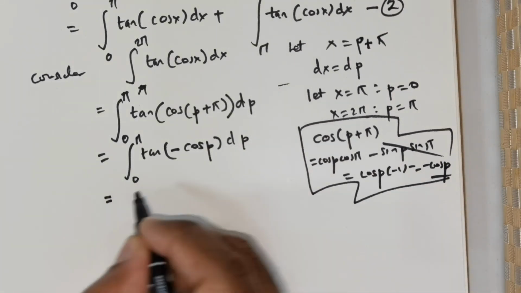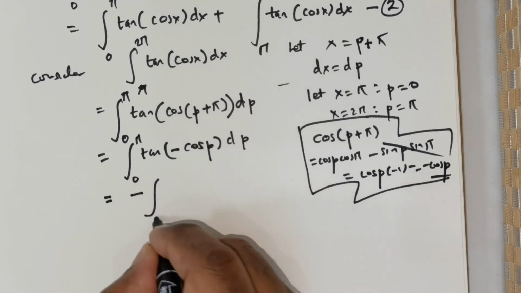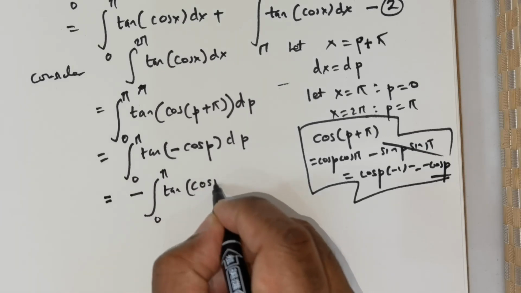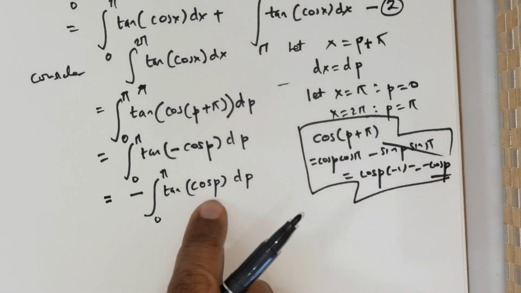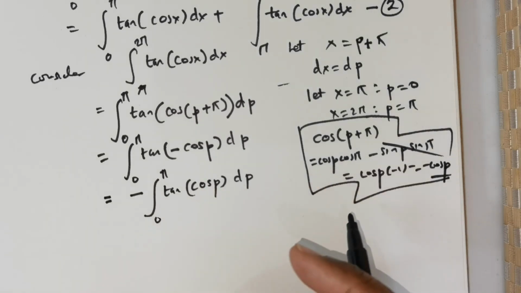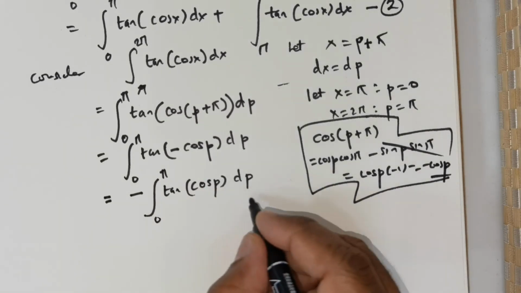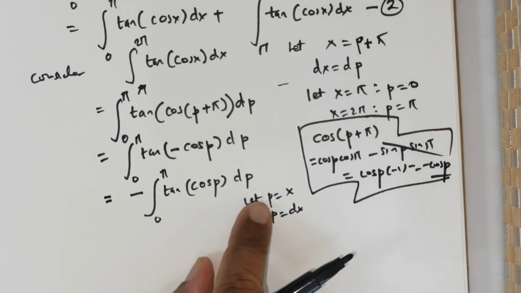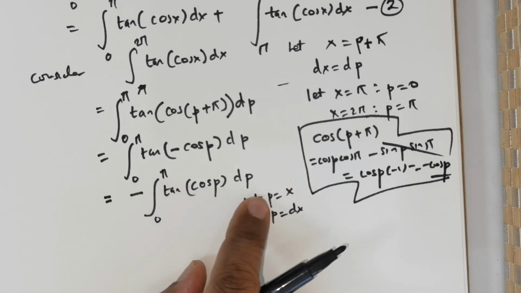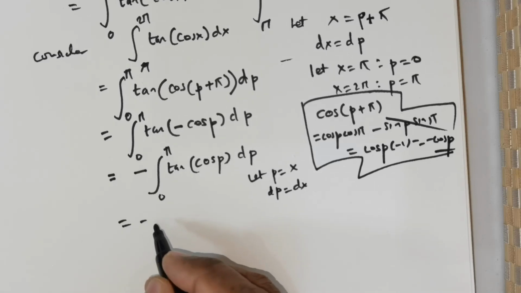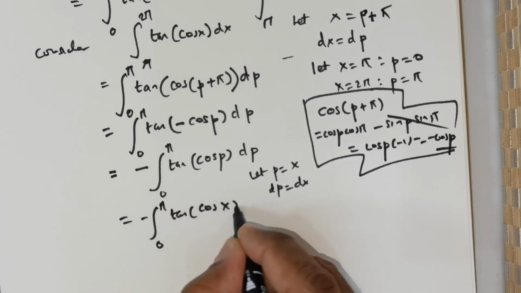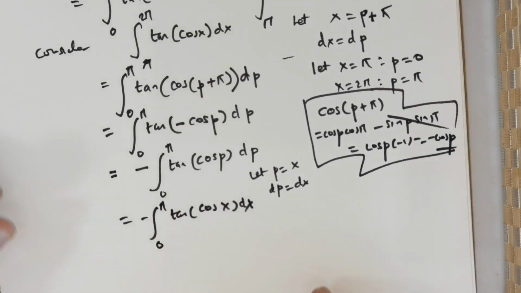So this is equal to negative the integral from 0 to pi of tan of cos p times dp. Now p is the variable under question. If I change p back to x, there wouldn't be any change here. Let me show you that. Let p be equal to x, so dp is equal to dx. The limits: when p is equal to 0, x is equal to 0, and when p is equal to pi, x will be equal to pi. So this is nothing but negative the integral from 0 to pi of tan of cos x times dx.